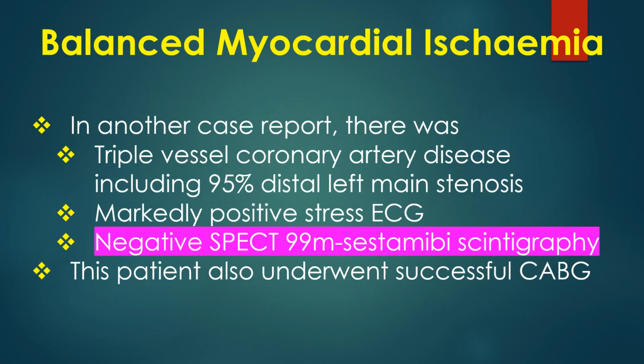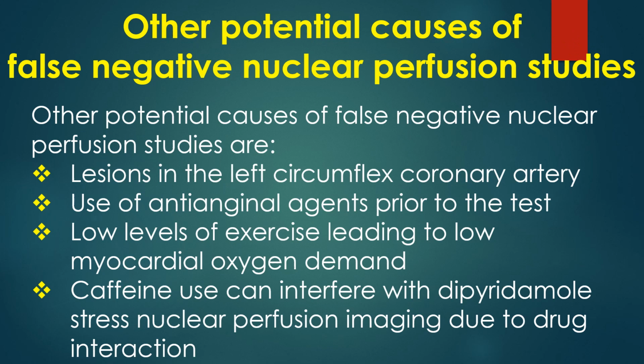In another case report, there was triple vessel coronary artery disease including 95% distal left main stenosis with a markedly positive stress ECG and a negative SPECT technetium 99 sestamibi scintigraphy. This patient also underwent successful coronary artery bypass surgery. Other potential causes of false negative nuclear perfusion studies are lesions in the left circumflex coronary artery, use of anti-anginal agents prior to the test, and low levels of exercise leading to low myocardial oxygen demand.